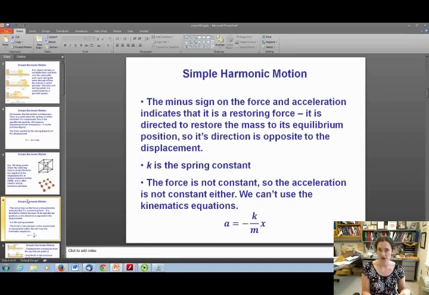k, yet again, is the spring constant, and the SI units of spring constant are going to be newtons per meter. The force is not constant, and so the acceleration isn't constant either. The acceleration is minus k over m times x. Since the acceleration is proportional to the displacement, we can see that it's not constant, and we know that we can't use those kinematics equations to describe the motion of the object. We're going to have to do something else.